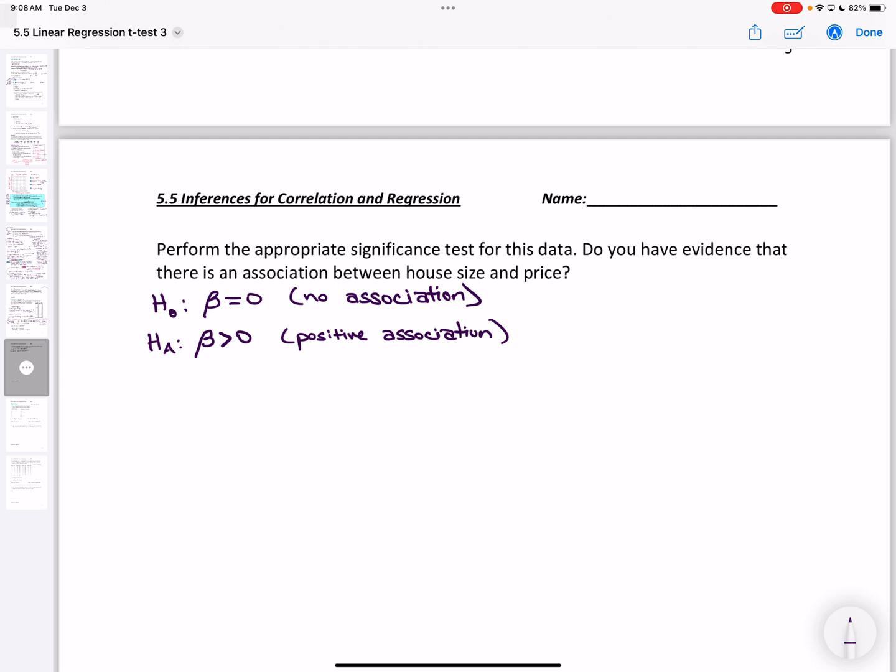All right. So the next thing we have to do is check our conditions, which some people call criteria. Some people call that the assumptions. The first one is random.